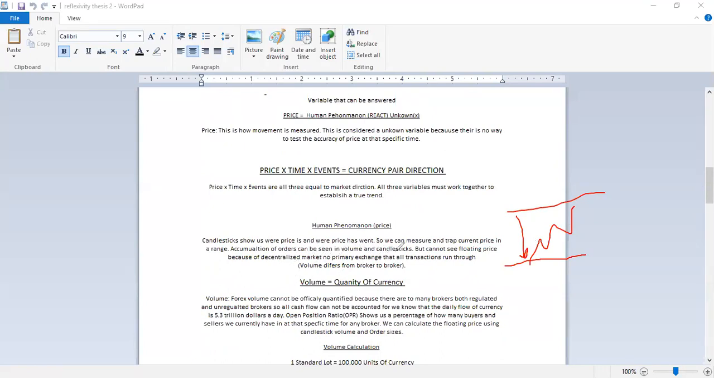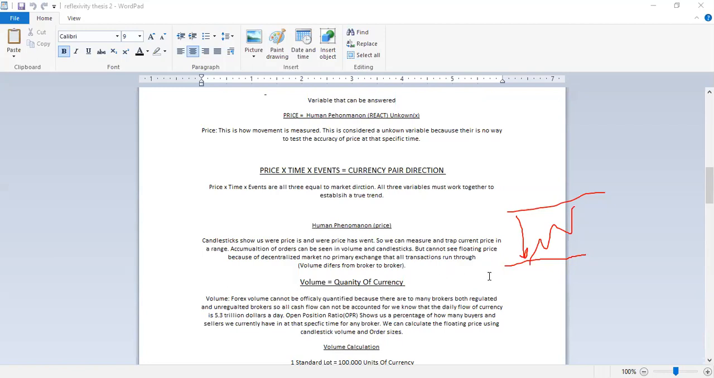but one thing that we can't see is the volume. All right, so volume is an important aspect of trading, which we'll get to, but we cannot see the floating price because of a decentralized market. There's no primary exchange that all transactions run through. So we know that there's $5.3 trillion being traded every day, but we don't know how much is being traded at any particular point of time. There's no way to actually know the exact number for the simple fact that it's a decentralized market, which means that the volume differs from broker to broker because all the transactions aren't running through one primary exchange.